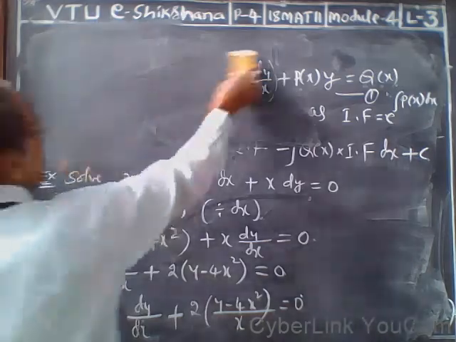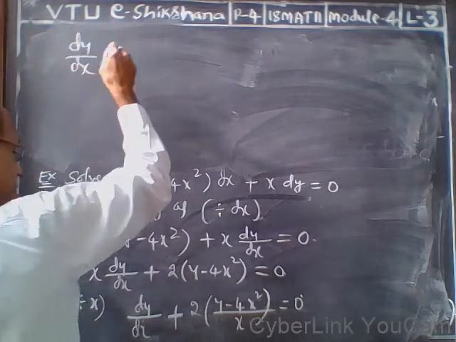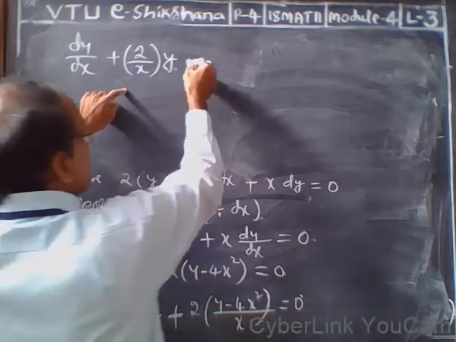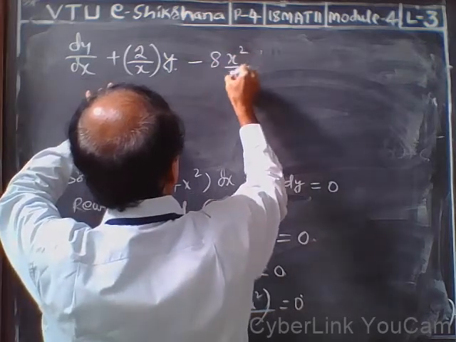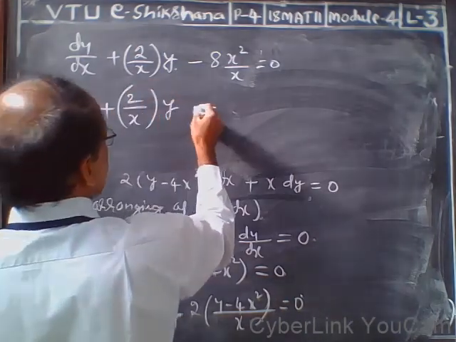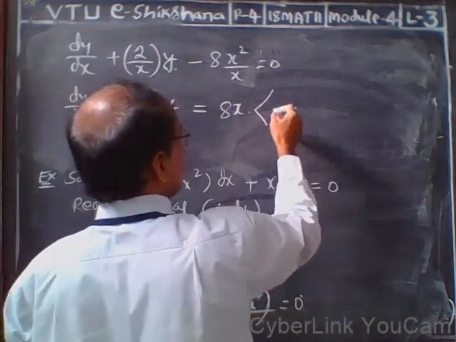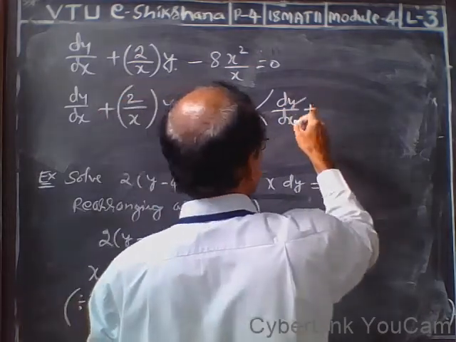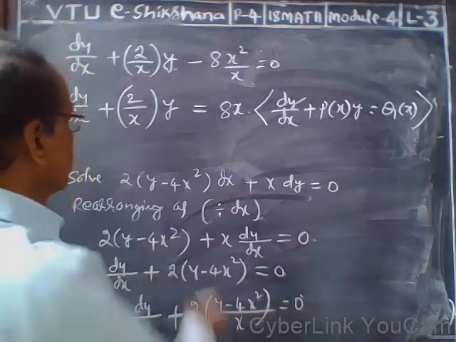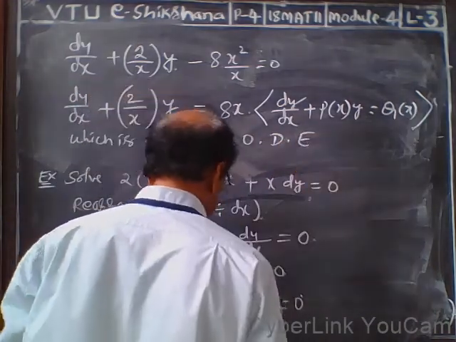So rearranging that term in the standard form of a linear differential equation: dy by dx plus 2 by x into y, if you take the 2 inside and split the terms, minus 8x square divided by x equal to 0. That is, dy by dx plus 2 by x into y equals 8x, since x square by x is x. So this exactly matches the standard form of a linear differential equation, dy by dx plus P of x into y equals Q of x, which is a linear ODE.